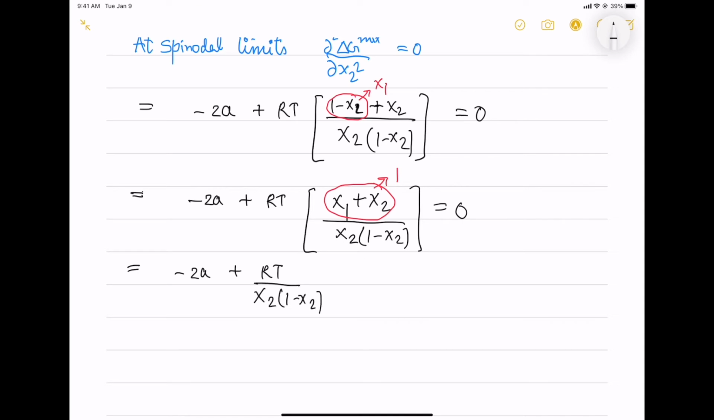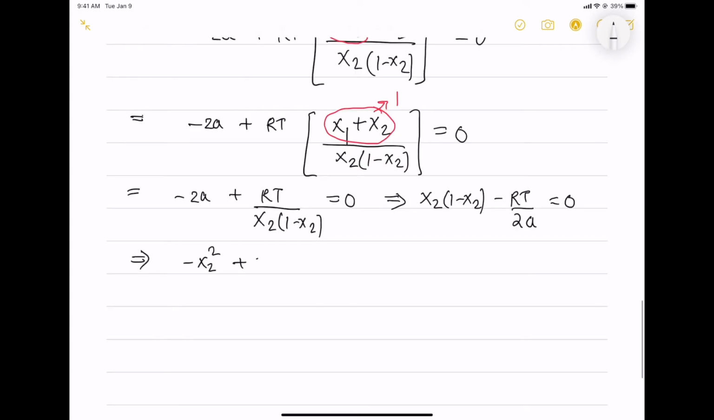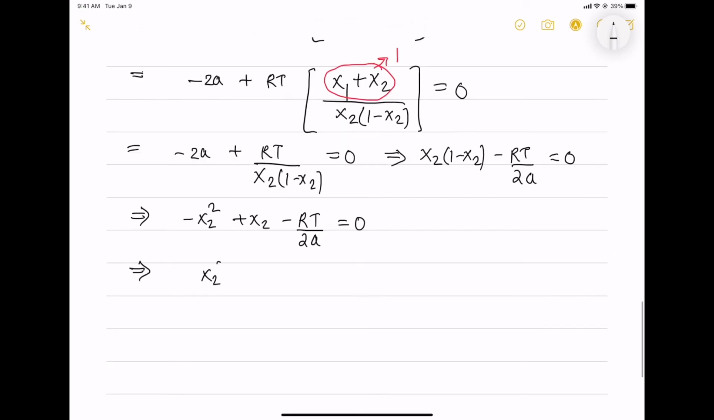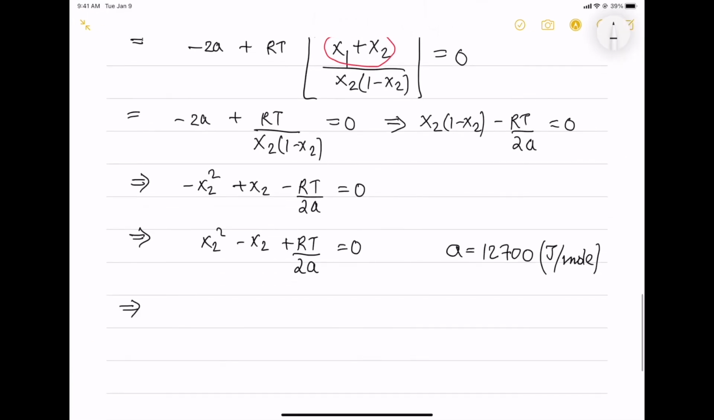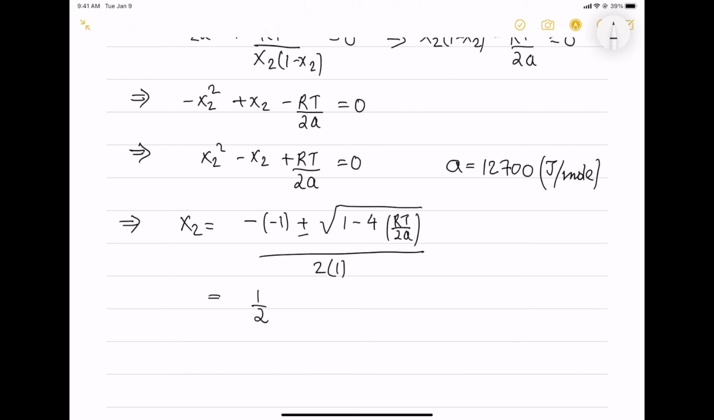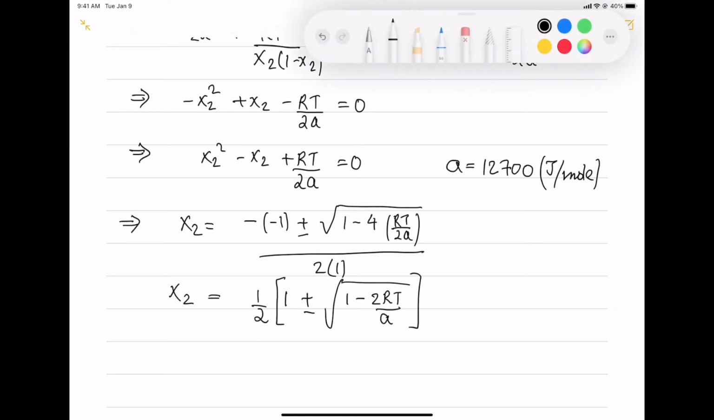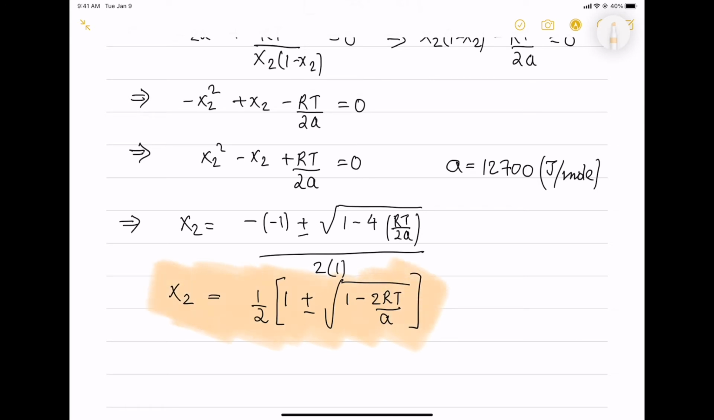Now what we are left with is this quadratic equation. So we can take the x2 into 1 minus x2 from the denominator to the numerator and 2A from the numerator to the denominator. So we are left with this simple quadratic equation, and we know the value of A as 12,700 joule per mole. So for a quadratic equation we will use the algebraic solution, which is a simple solution: 1 plus 2 by RT. So this is the solution.